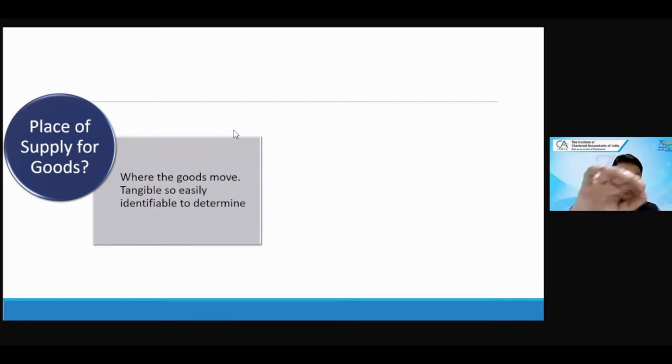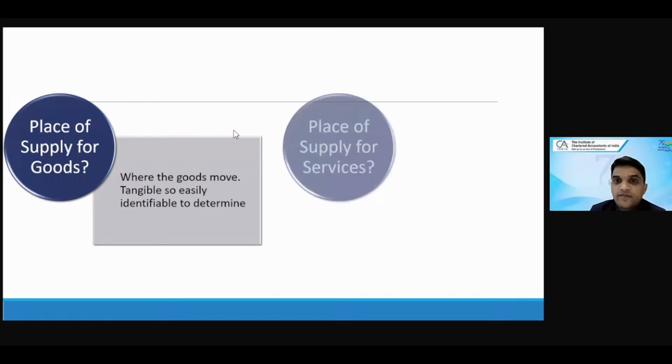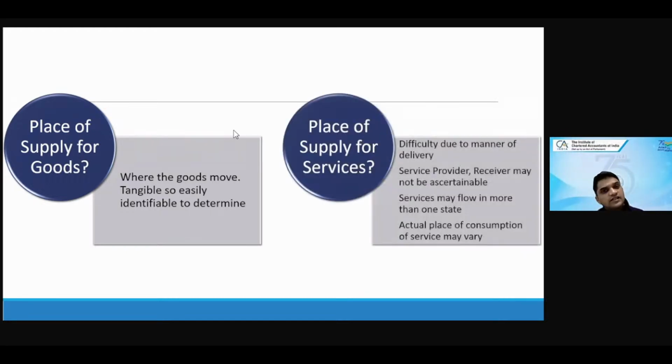So if in the first example, when I said that a manufacturer is trying to sell something, if it is his responsibility to deliver the goods to the customer, then the customer's location will become the place of supply. But if it is not to the customer location, if it is to some other location which is close by, then that location will be the place of supply. So that is the concept of place of supply for goods: where the goods move, that is the place of supply. Place of supply for services, is it so easy?